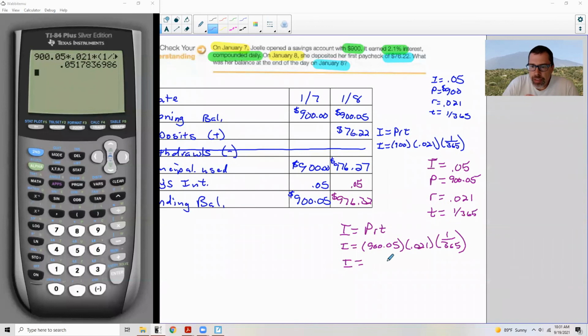I got thinking about that, I put the wrong amount in. No, I didn't. $900.05, that's right. 0.021, no, that is correct. I'm sorry. Enough said.